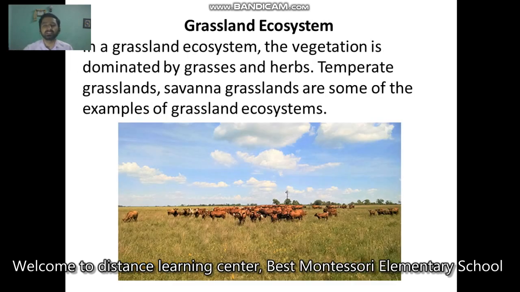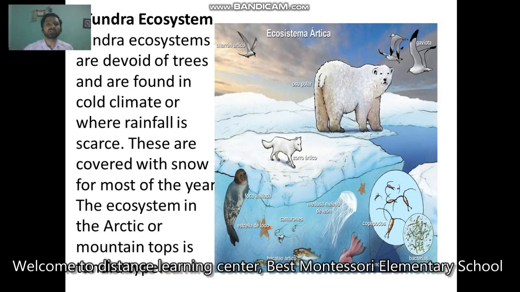Moving on to the second, that is grassland. That means now here instead of forest, the relationship between living and non-living factors happens in grassland. Now here there is the domination not of forest, it's by grass and by herbs. Temperate grassland, savanna grassland are some of the examples. Here we can see in the picture, dominated by grass and dominated by the animals that feed upon grass. And the abiotic factors, soil, water, air, other gases, they are all obtained. Now the third one is tundra ecosystem.